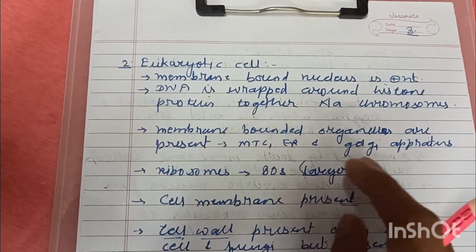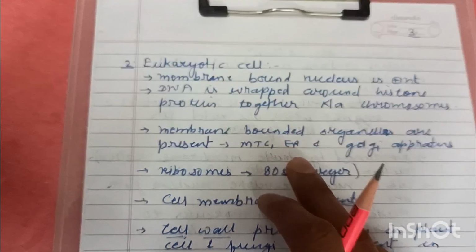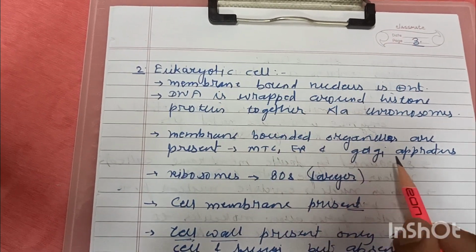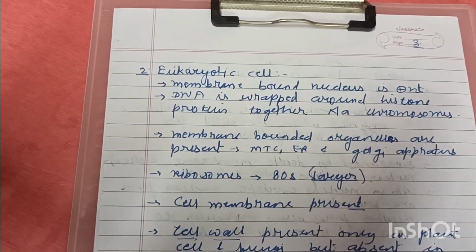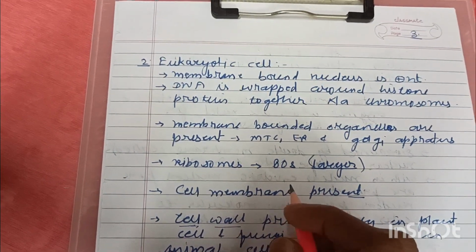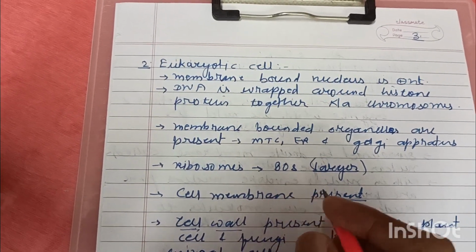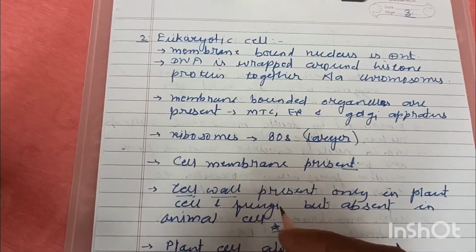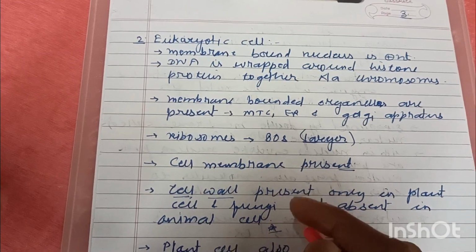Membrane-bound organelles like mitochondria, endoplasmic reticulum, and Golgi apparatus are present, which we will study separately in later upcoming videos. Ribosome is present, which is 80S type, meaning larger ribosome than prokaryotes, and cell membrane is present.